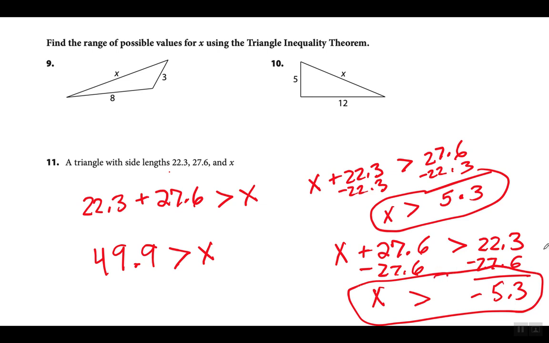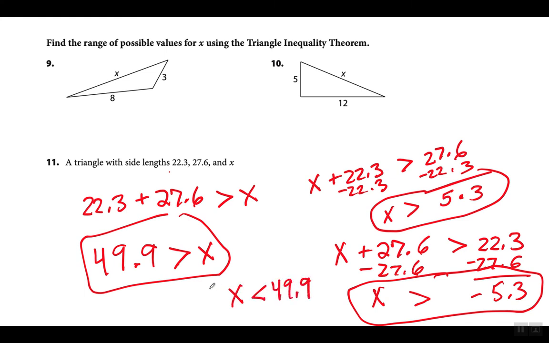I did this one quickly because I can already see it's going to be the same as what I got here, but negative. All right, now I combine them into one answer. So x is less than 49.9 and greater than 5.3.